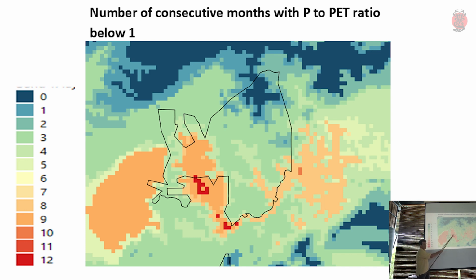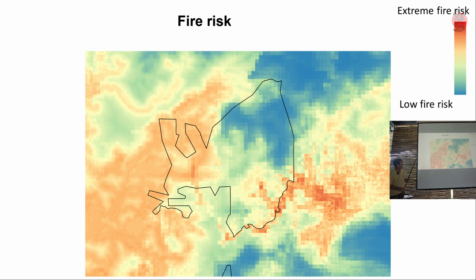This is where the community is, isn't it? Around here? Around there. So the community compartment is potentially going to be up to 9 months of the year with this water imbalance. So that's going to affect all of their rainforest agriculture. So their sayur is going to be impacted, their rubber is going to be impacted, etc. And then fire risk.